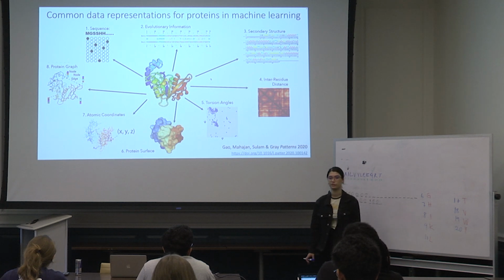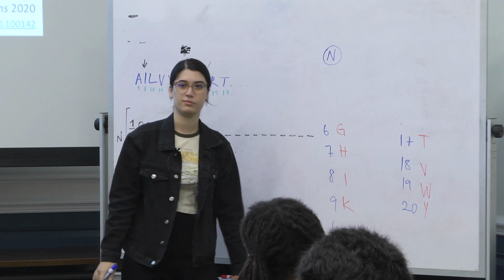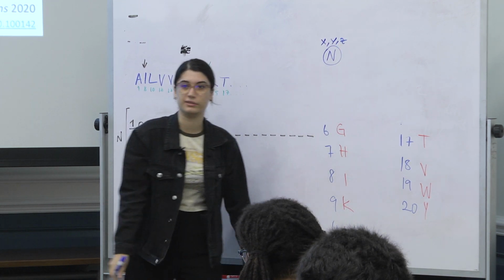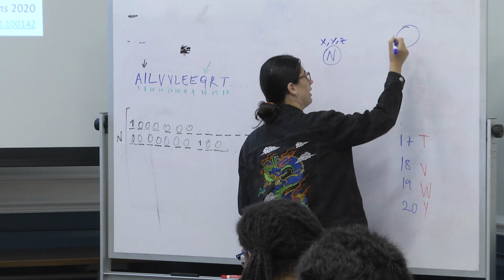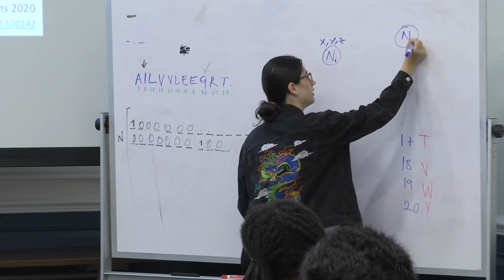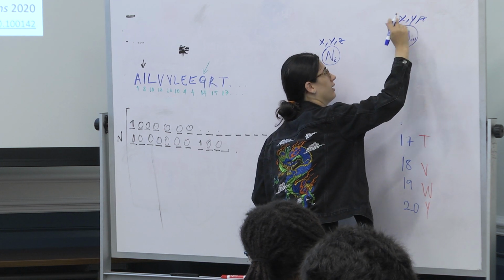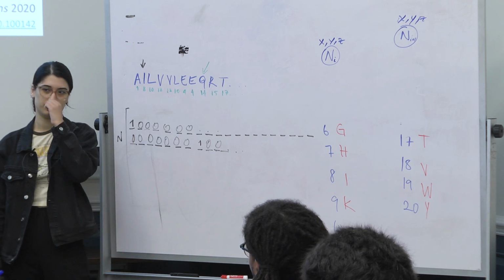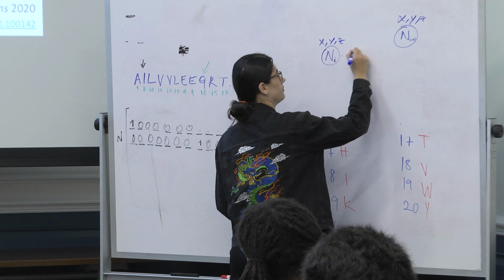Okay, what are the nodes? Let's say that we have a nitrogen atom, and let's say that this node is the XYZ. And then let's also say I have another nitrogen atom and its own XYZ. Okay, so I have two nodes. What are the edges? The distance between them?